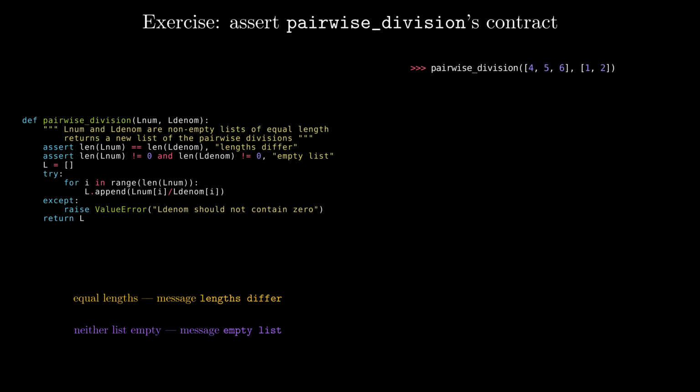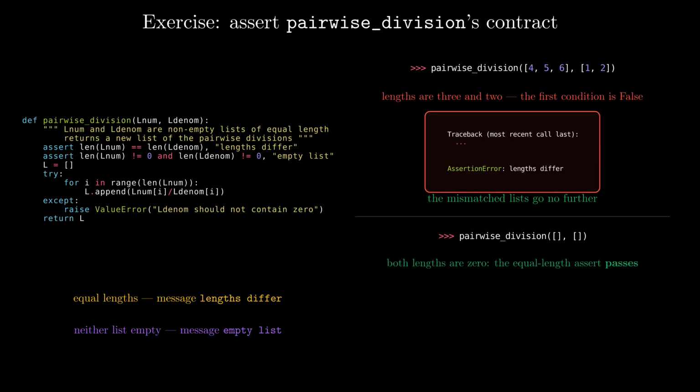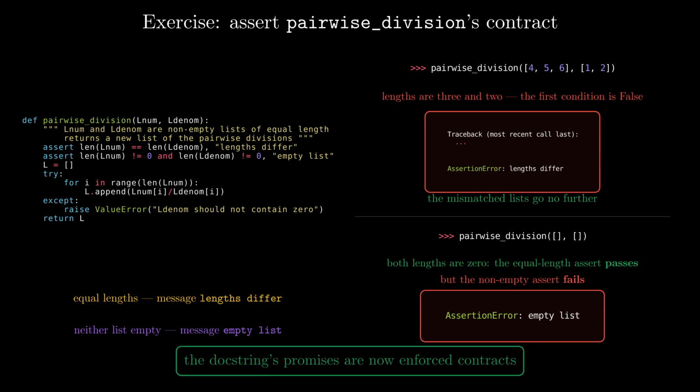Watch it work. Call pairwise division with 4, 5, 6 against a shorter list, holding just 1 and 2. The lengths are 3 and 2. The first condition is false and the program stops with an assertion error: lengths differ. Those mismatched lists can't propagate any further, and we're forced to go check why the lengths disagree. Now call it with two empty lists. Both lengths are 0, so the equal length assert passes, but the non-empty assert fails. Assertion error, empty list. The docstring's promises are now enforced contracts.